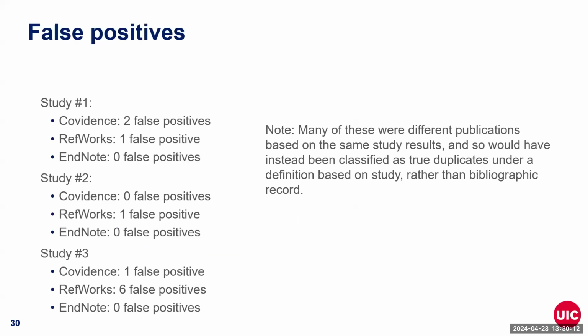In terms of false positives, we mainly didn't find many. We did find some, but many of those were ones that, under a study definition rather than the bibliographic record definition, wouldn't have been considered duplicates. It's things like a conference proceeding and then a journal article, or a thesis and then a journal article. There were some that would not have matched, but many of them would not have been duplicates under that less severe definition.